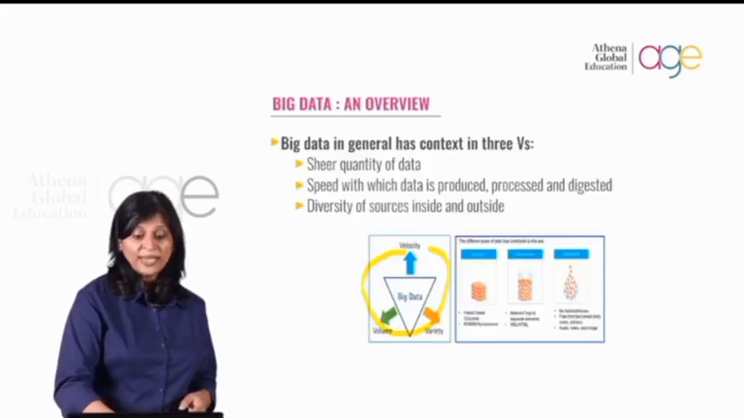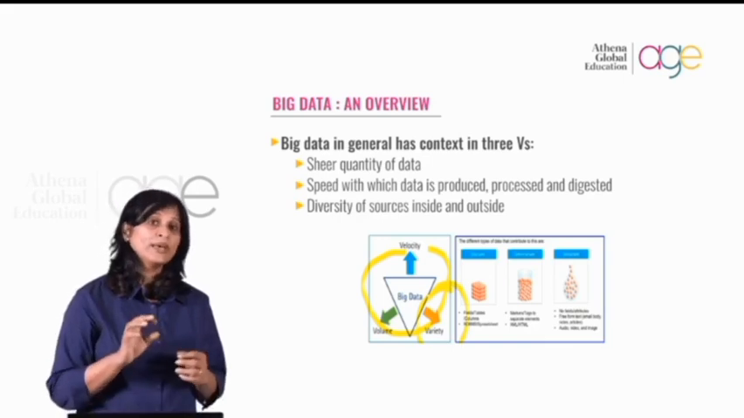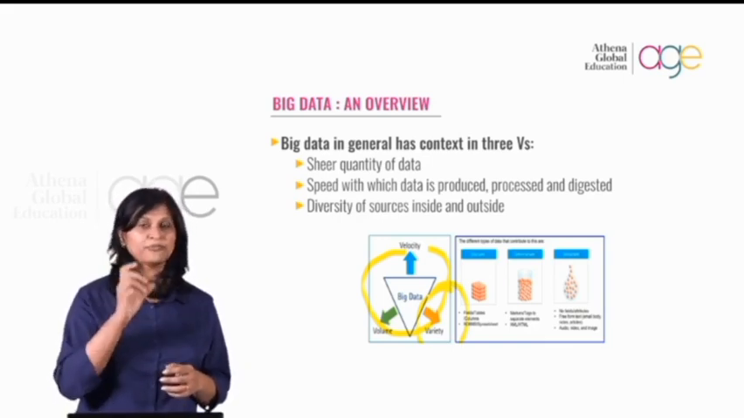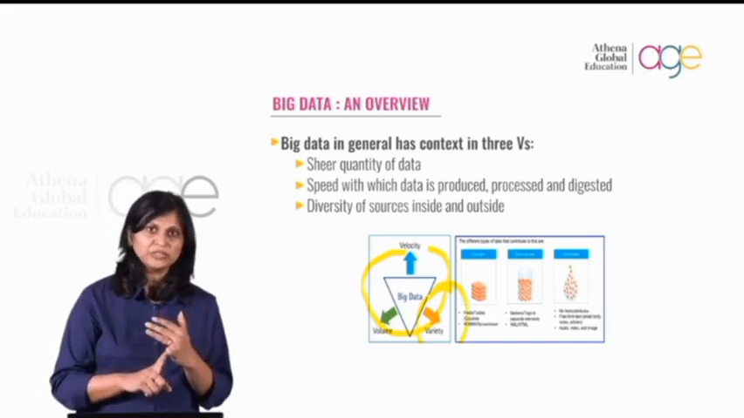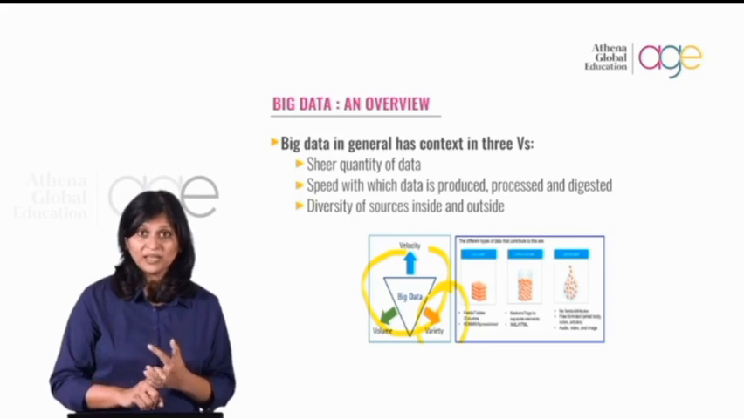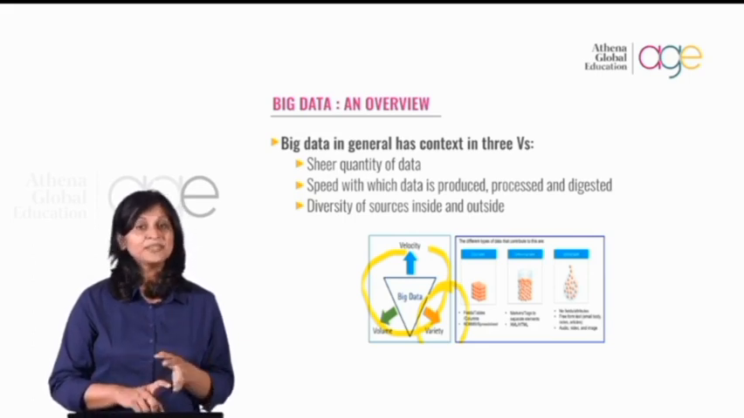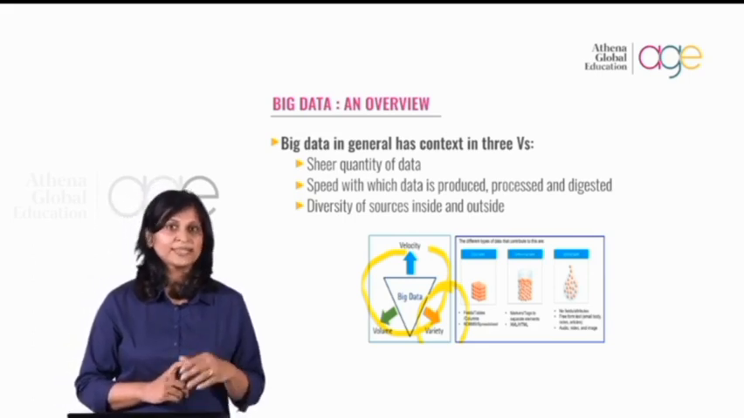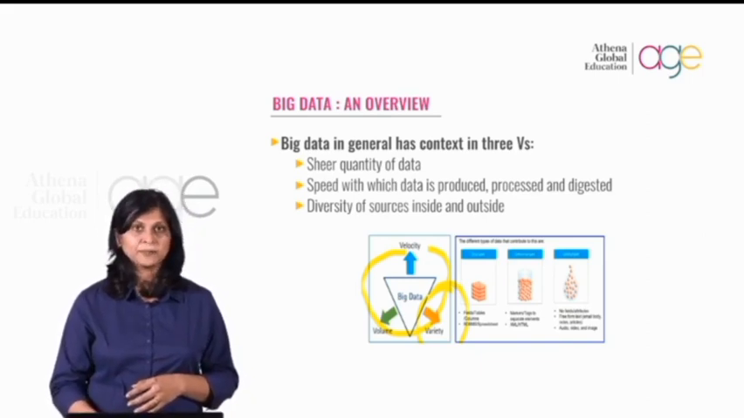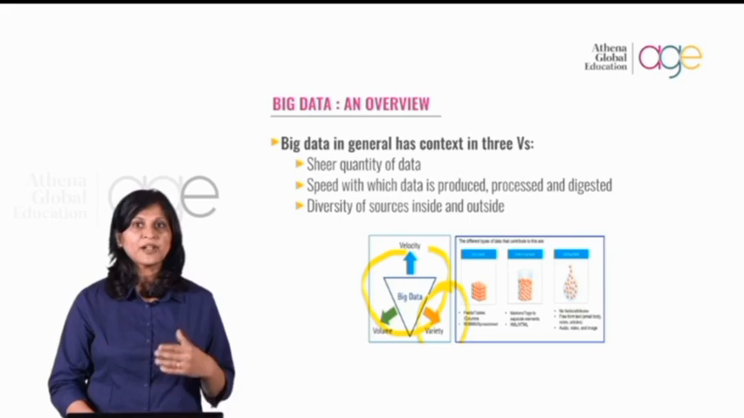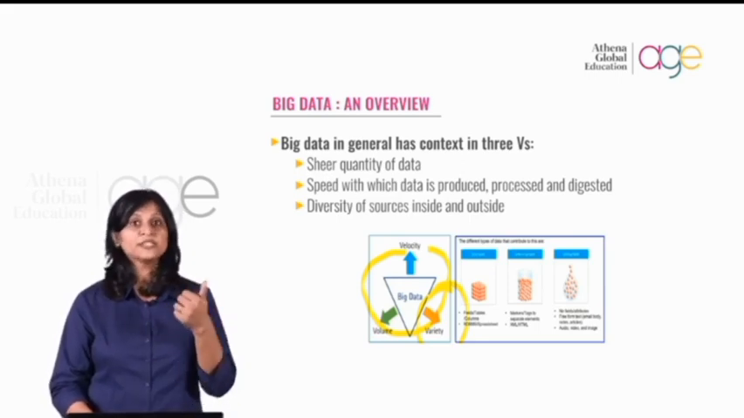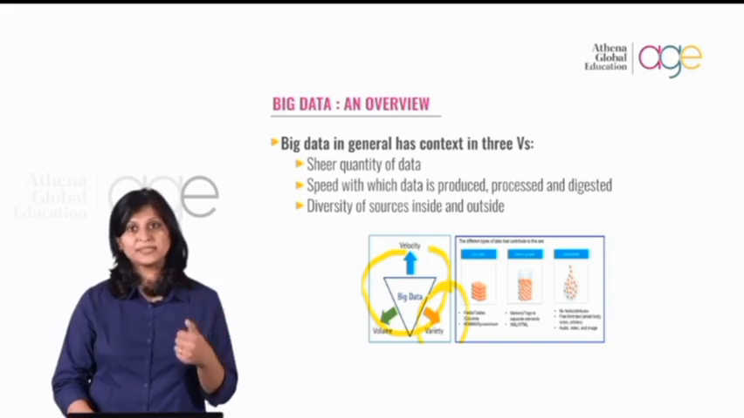The third V is variety. You're dealing not with one type of data, but with structured data, semi-structured data, and unstructured data. This is what is referred to as the third V of big data, also called variety. In recent times, there are other V's which have been ascribed to big data, for instance, value and veracity.